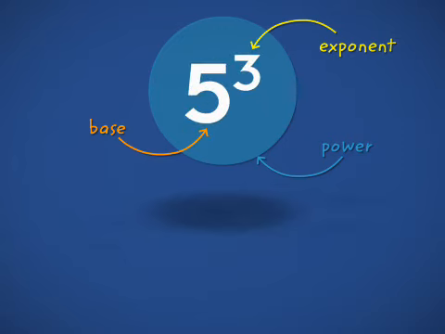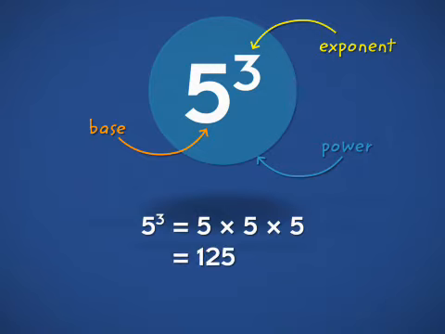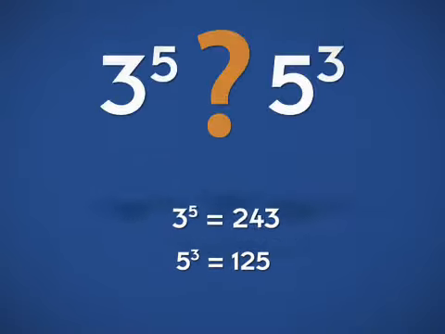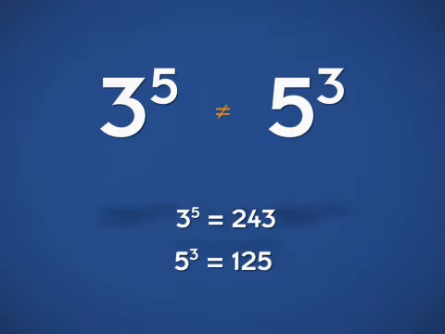5 to the power of 3 means multiply 3 factors that are 5. 5 times 5 times 5 is 125. So, 5 to the power of 3 is 125. Note that 3 to the power of 5 is different from 5 to the power of 3. So when calculating the value of a power, it's important to know which number represents the base and which number represents the exponent.